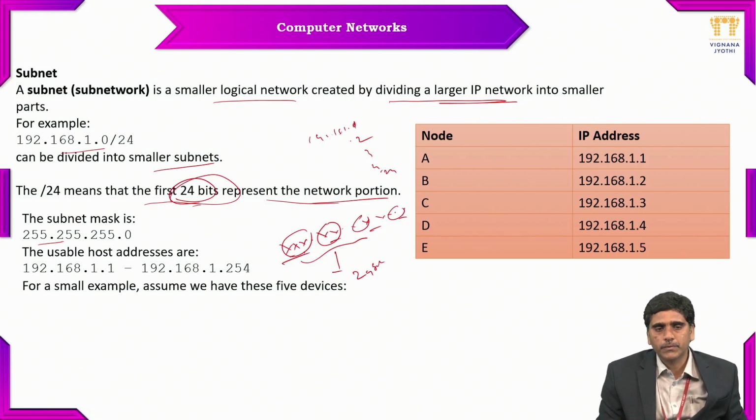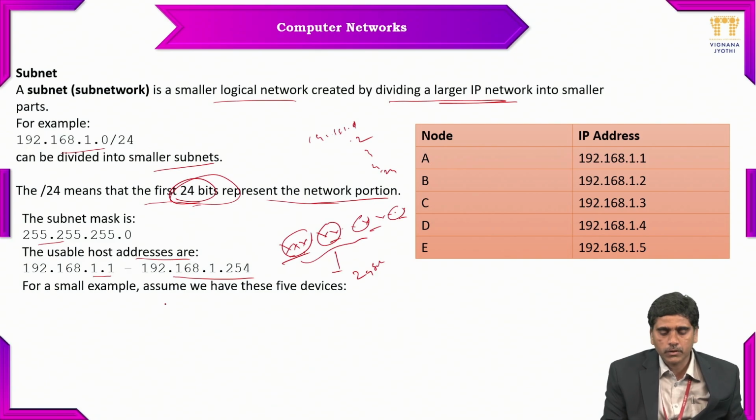Now for that network portion, the subnet mask is what? 255.255.255.0. The usable host addresses are 192.168.1.1 to 192.168.1.254. So that means you can host the addresses in between 1.1 to 1.254. In between them, you can use any of the host addresses.